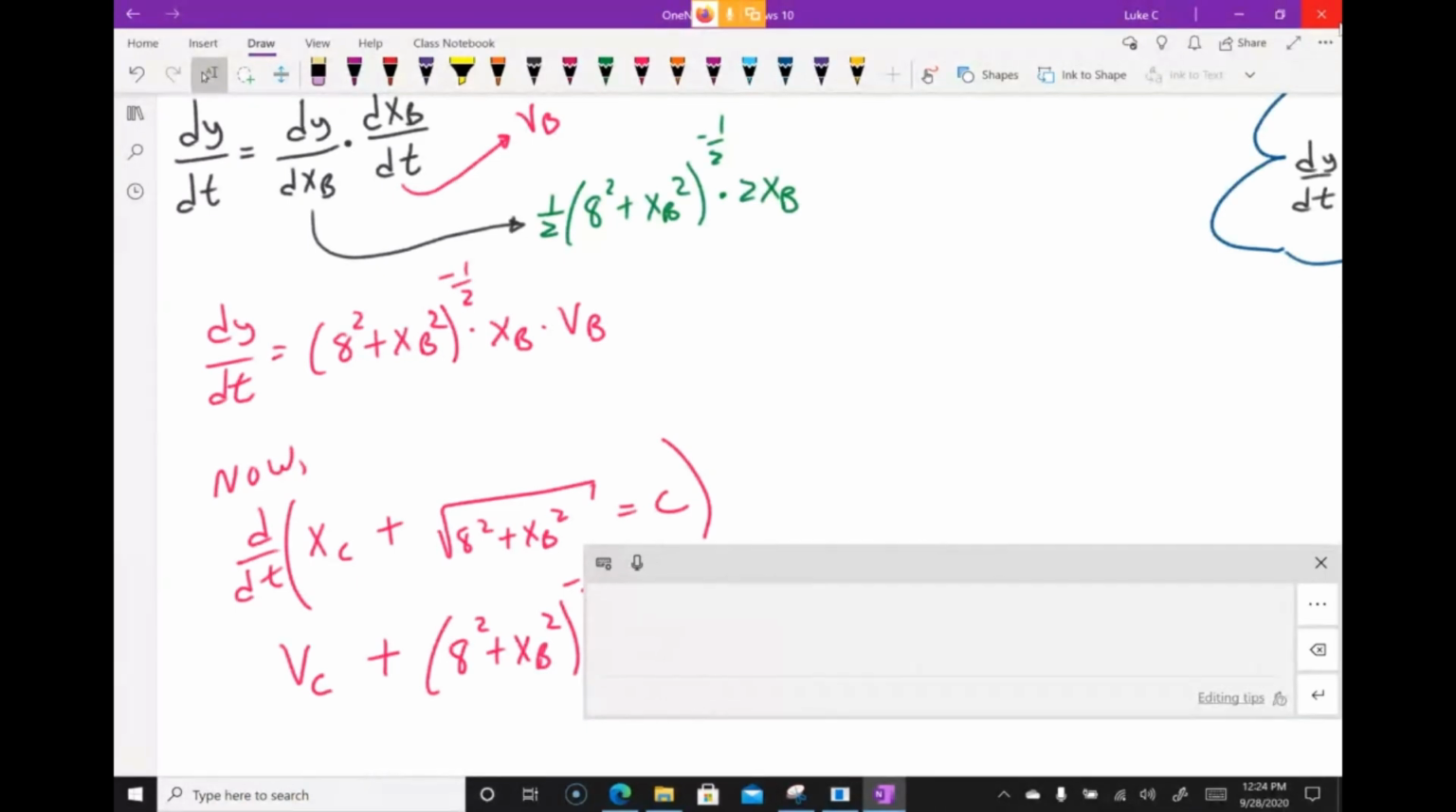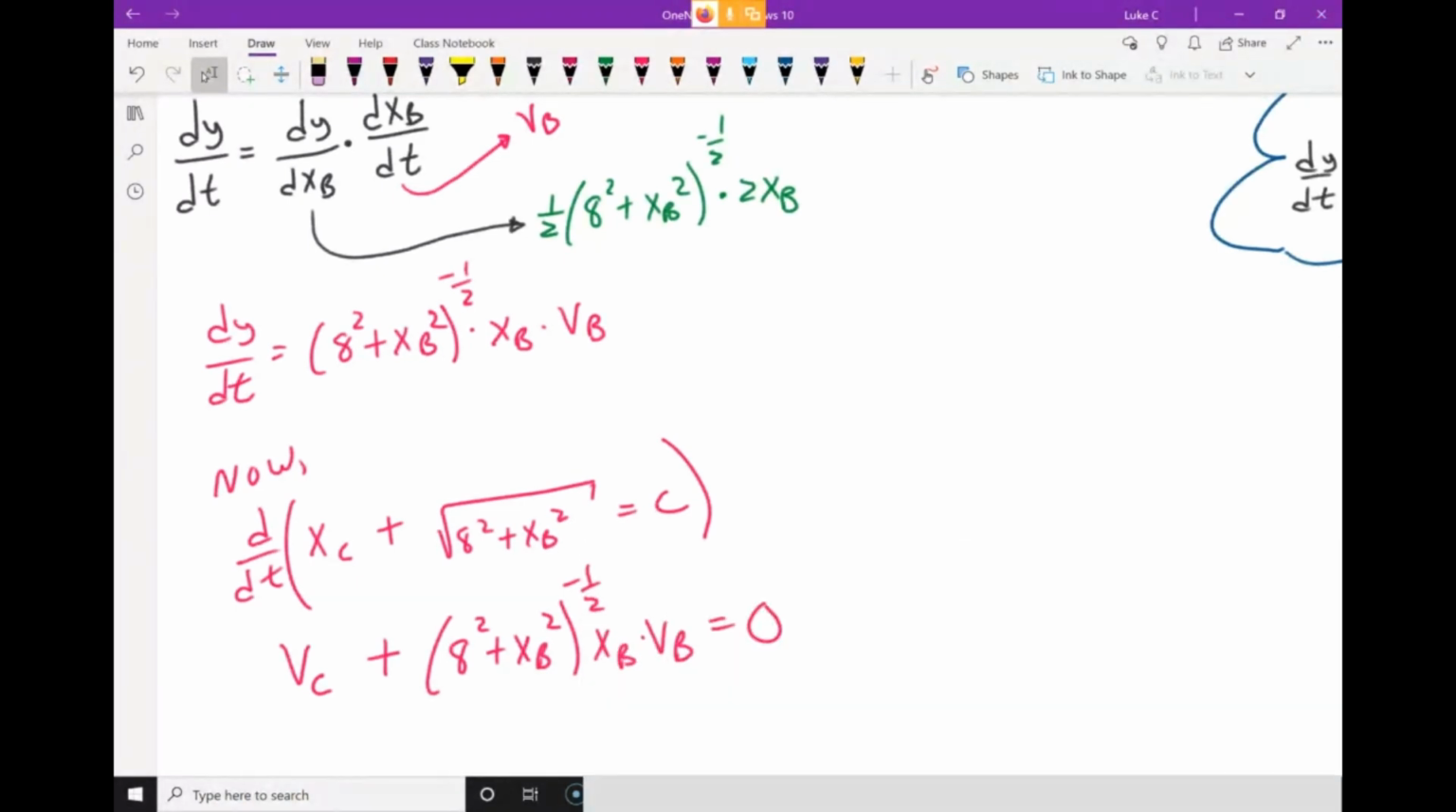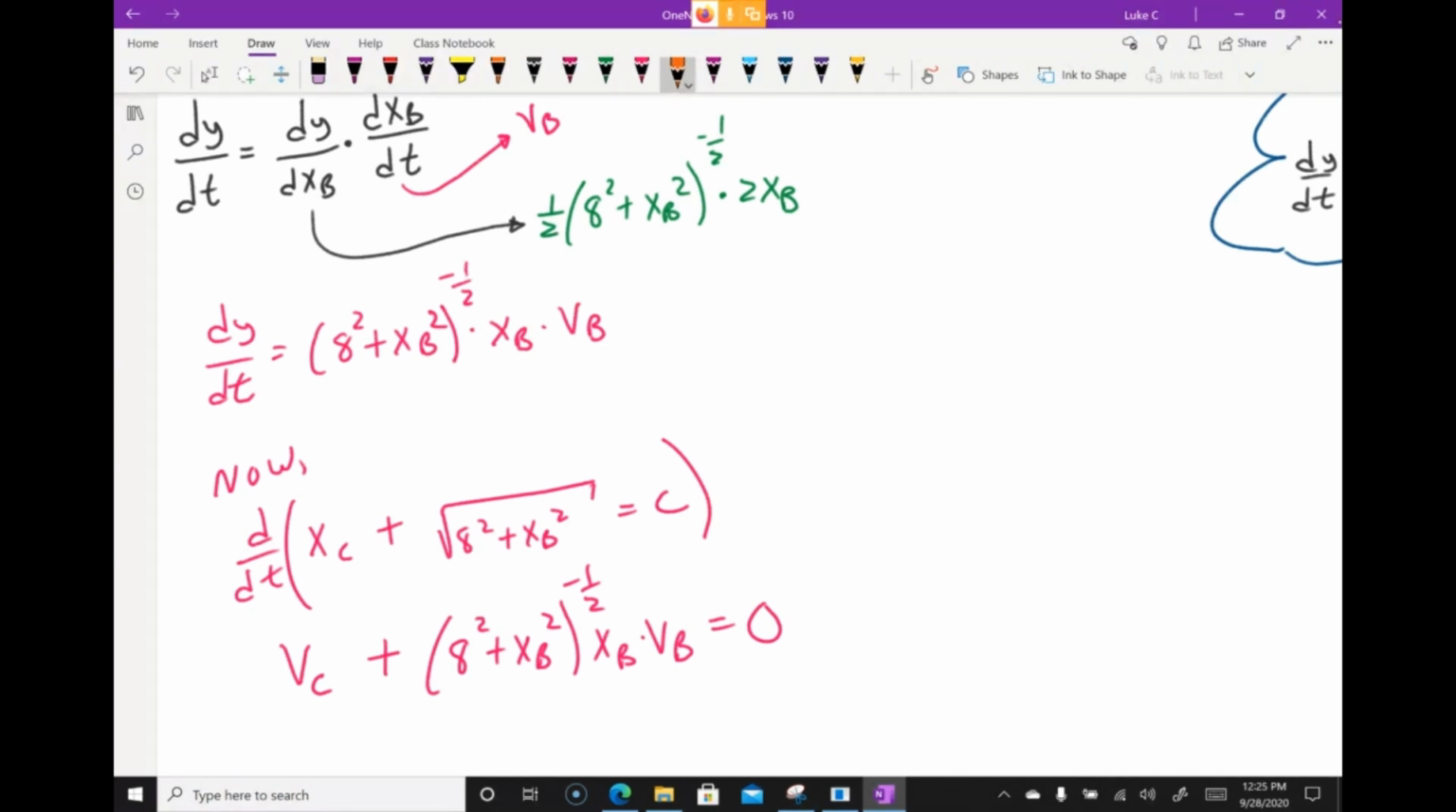Where did the 2 go for the 2 at B? It cancels with the 1/2. Oh, okay, yeah. I see now. Right here. Yep. Oh, that was a little laggy. It took a while.